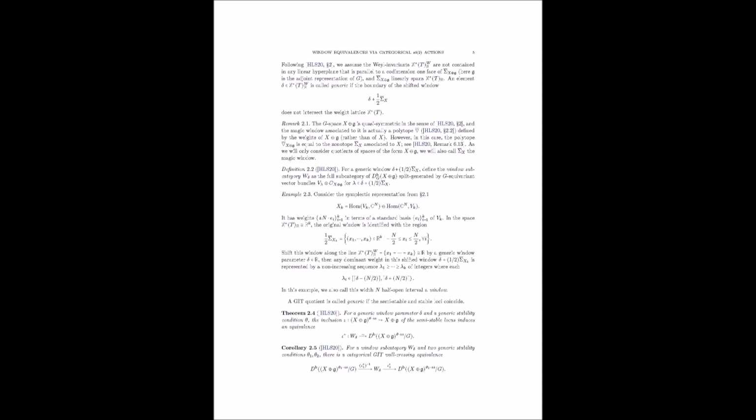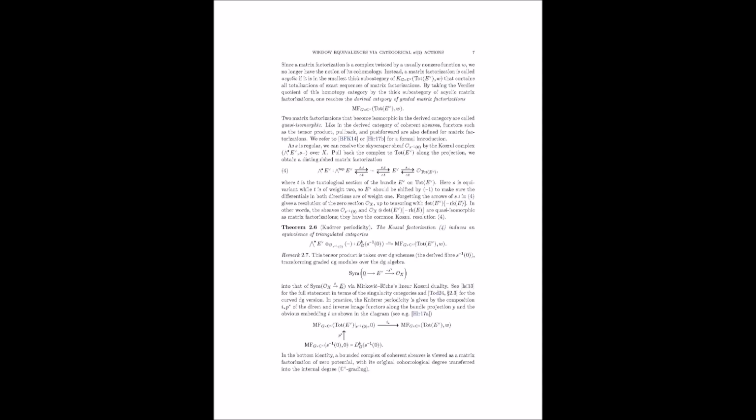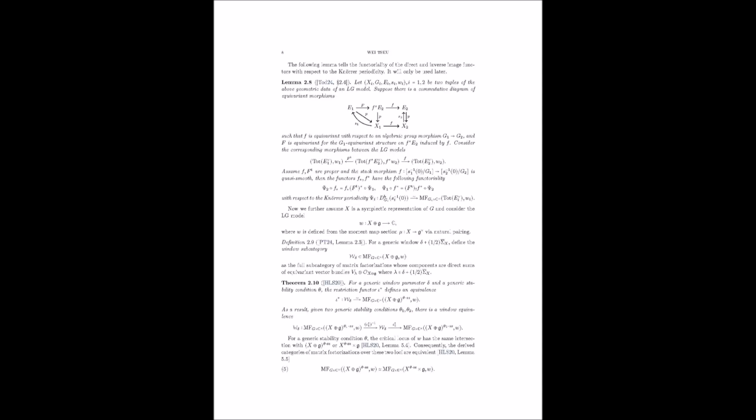Another great analogy. Knörrer periodicity essentially tells us that understanding the derived category of the singular space is equivalent to understanding the derived category of matrix factorizations on the Landau-Ginzburg model. So we can switch between these two perspectives, the language of sheaves on the singular space and the language of matrix factorizations on the Landau-Ginzburg model, without losing any information. That's quite a powerful tool.